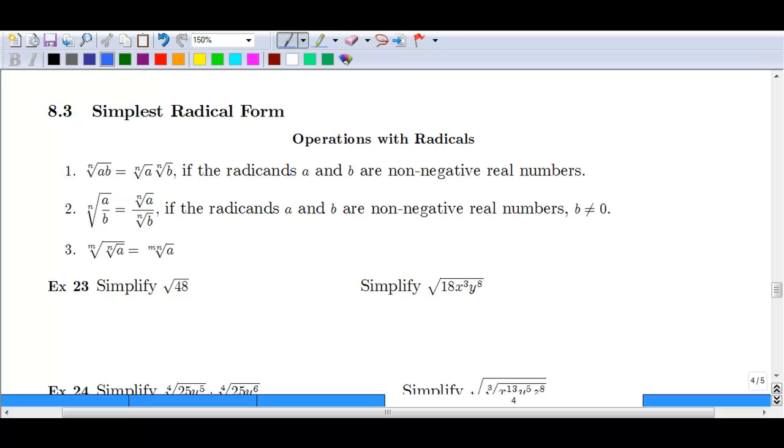The final section in Chapter 8. Section 8.3 discusses how to put things in simplest radical form. Now let's talk first about operations with radicals.